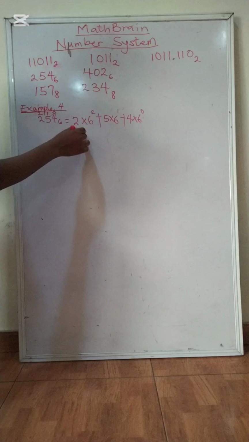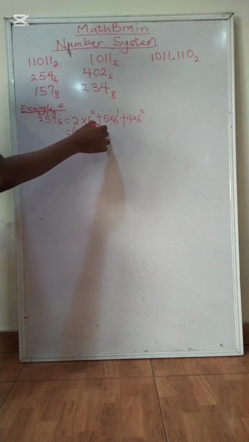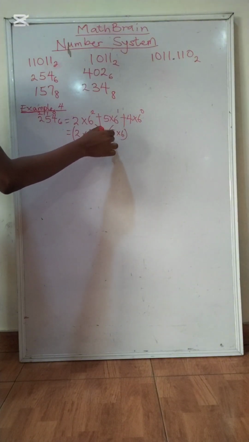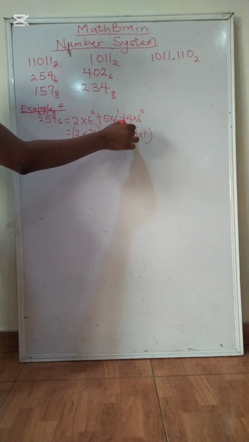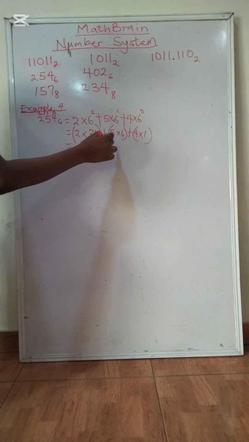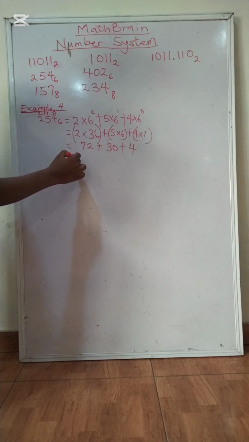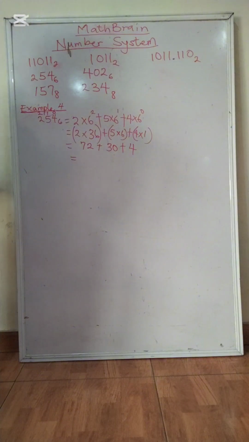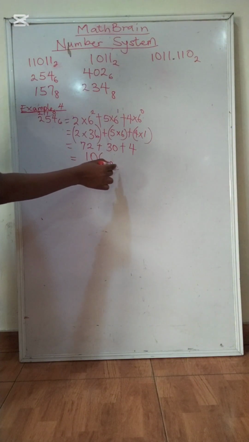And then we have 2 times 36. It makes it easier for you, you can put a bracket, plus 5 times 6 raised to the power 1 is 6, plus 4 times 6 raised to the power 0 is 1. 2 times 36 is 72, plus 5 times 6 is 30, plus 4 times 1 is 4. And then we have 72 plus 30, that's 102, plus 4, that's 106. In base 10, that's it.